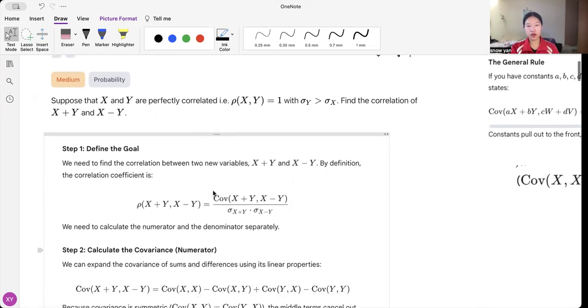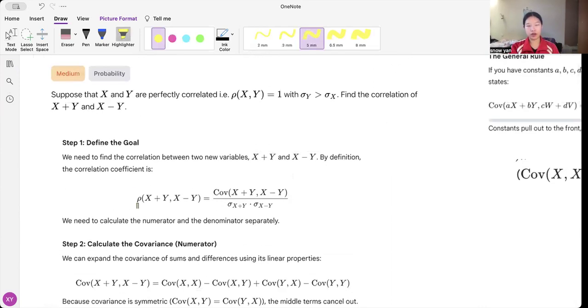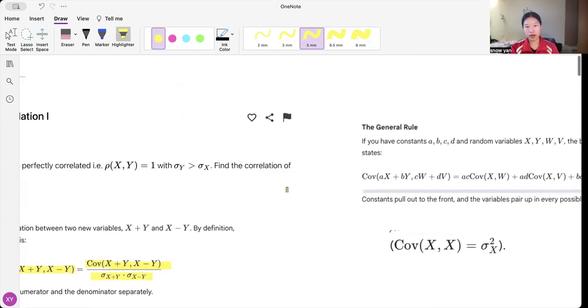So basically what we're trying to find is this: the correlation between X plus Y and X minus Y. We can write this as the covariance of these over the sigma of each. So that means we're going to find the respective covariance and sigma of that.